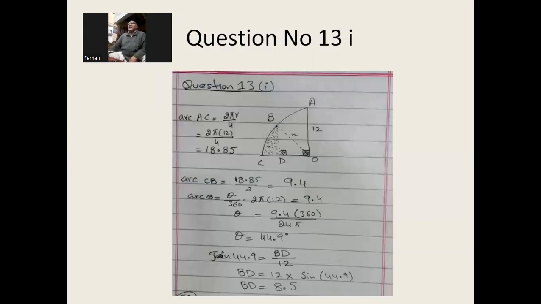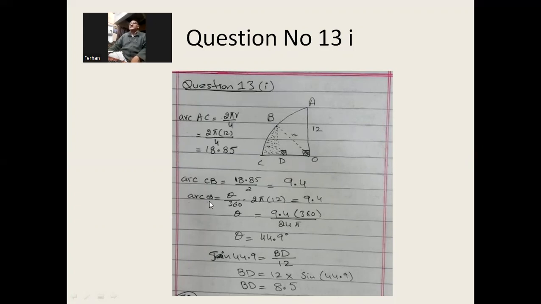So here is that diagram. I hope you can see it clearly. This is the quadrant. Quadrant means the angle here is 90, and this is a 1/4 portion of a circle. So I know this radius. I will find the arc ABC. The arc AC will be 2 pi r, which is the full circle, divided by 4 for the quadrant. So it will be 2 pi times 12 divided by 4, and that will be 18.85. The arc BC will be half of the 18.85, and that will be 9.4 centimeter.